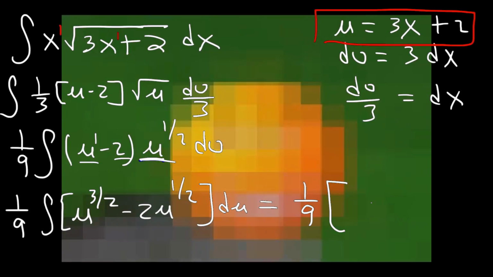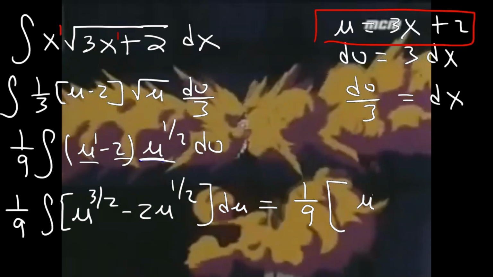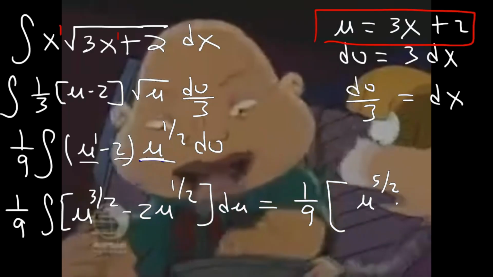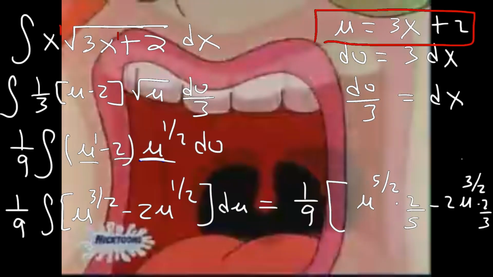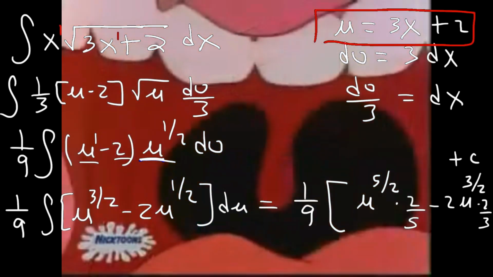So for u to the 3/2, it's going to be 3 over 2 plus 1, which is 5 over 2. And instead of dividing it by 5 over 2, we're going to multiply it by 2 over 5. And for u to the 1/2, 1/2 plus 1 is 3 over 2. And then we're going to multiply it by 2/3. And then we need to add plus c.